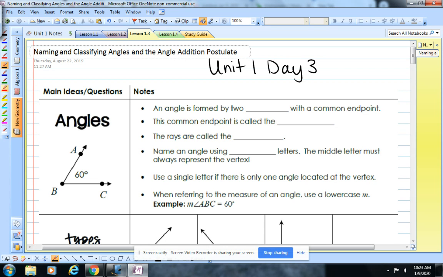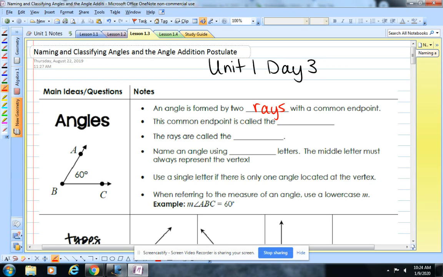An angle is formed by two rays with a common endpoint. So, an angle takes two rays to make an angle. So, I have that ray drawn on the board over there. And if I draw another ray coming off the A right here, that would make an angle. Okay? So an angle is formed by two rays.